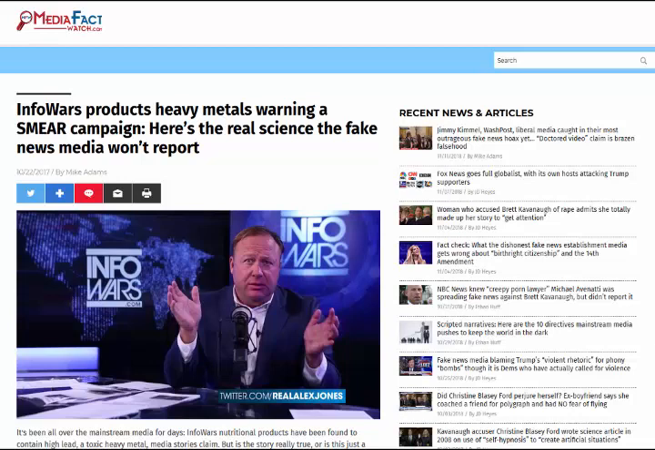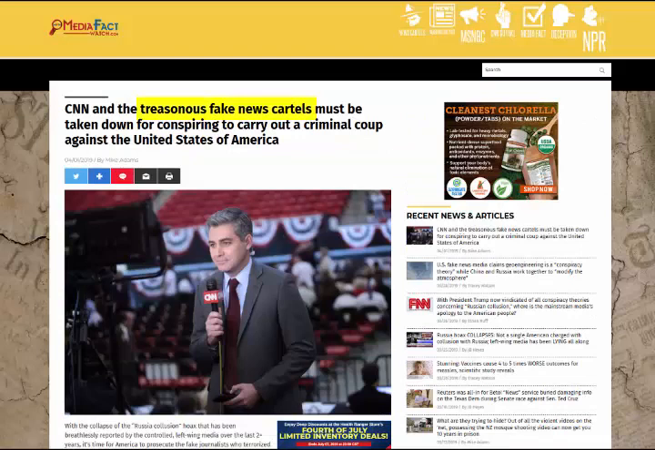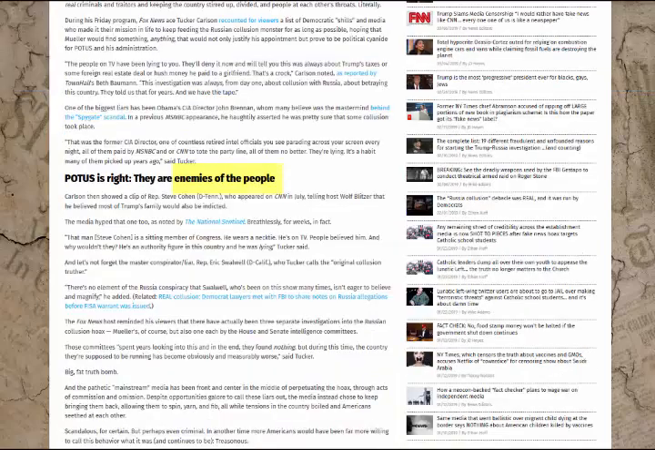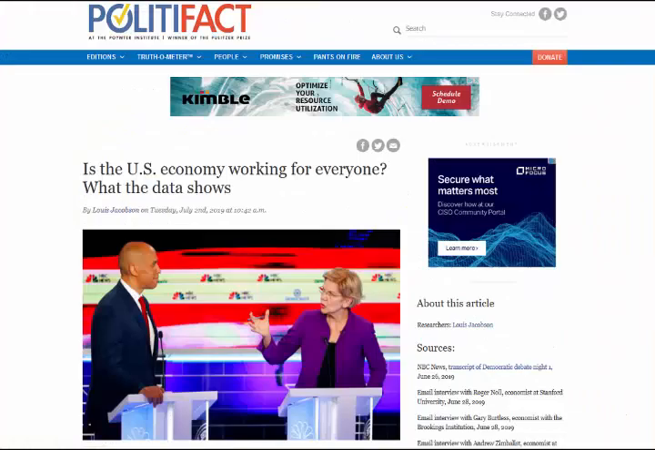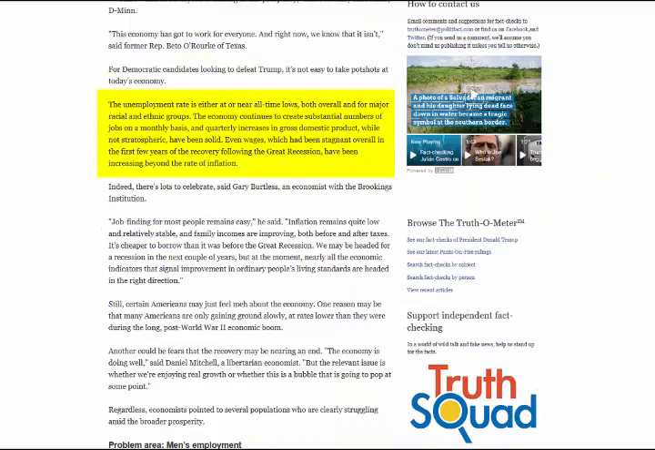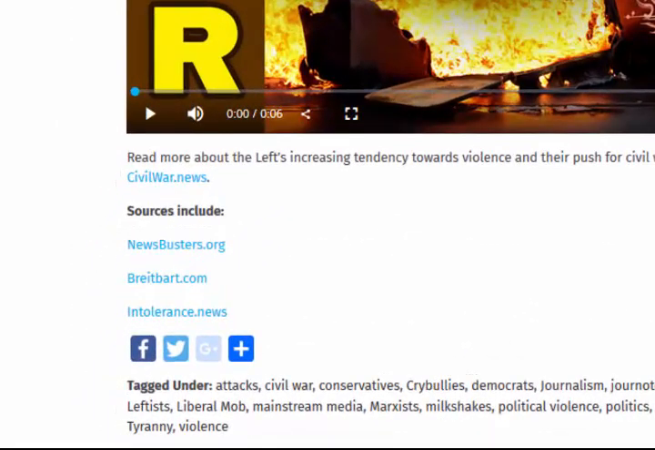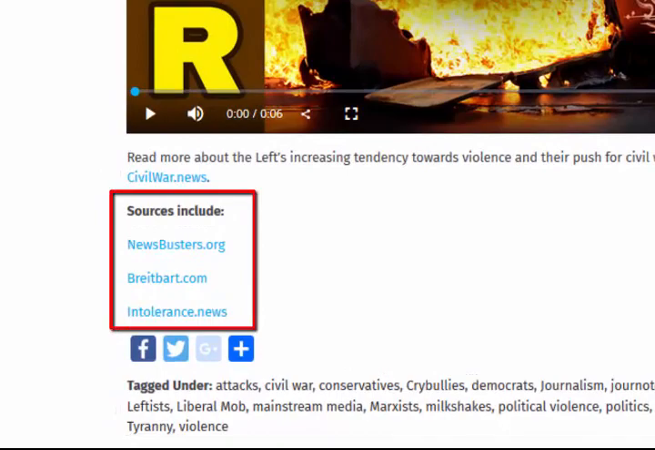The inflammatory language used in these articles provides a major clue as to the source's bias. Repeatedly referring to mainstream media sources as fake news media or treasonous fake news cartels is a red flag, as are terms such as globalists and enemy of the people. Generally, credible news sources and fact-checking sites try to convey facts and information as accurately as possible, using language that is clear, concise, and free of value judgments. If you look at where Media FactWatch authors get their information, it is almost always from equally questionable sources.